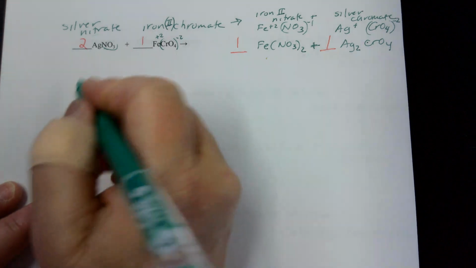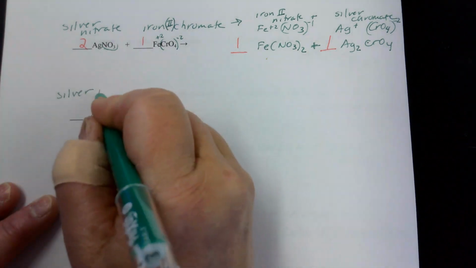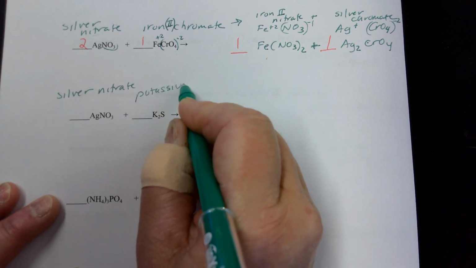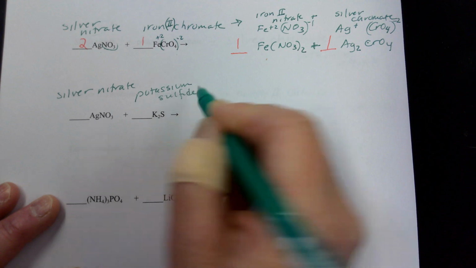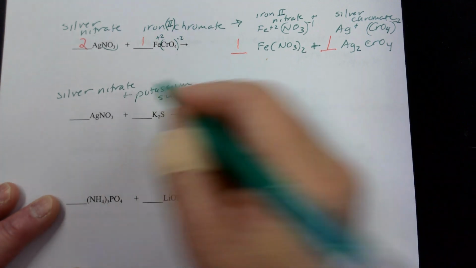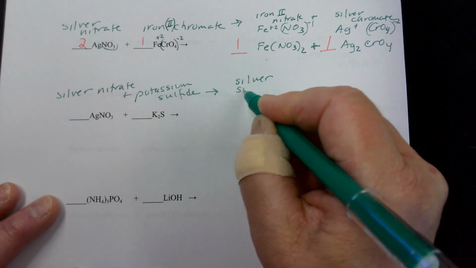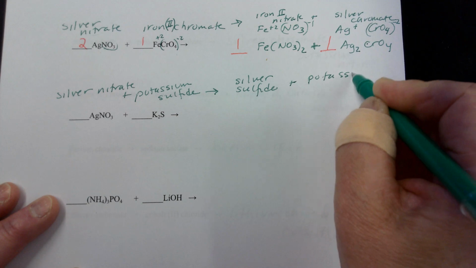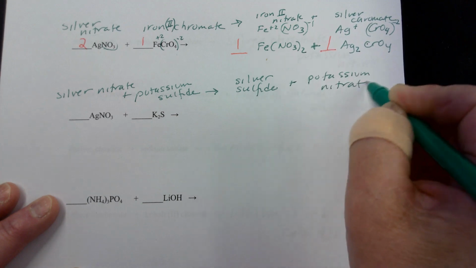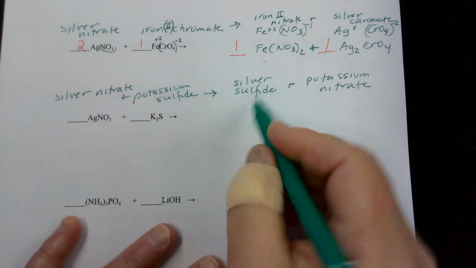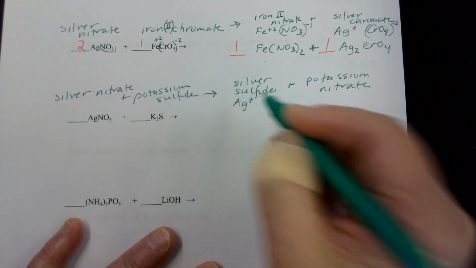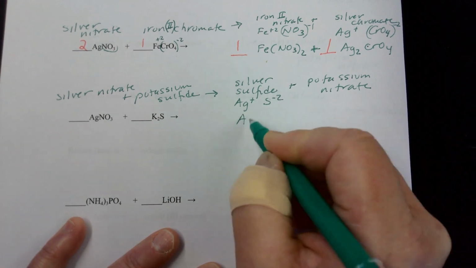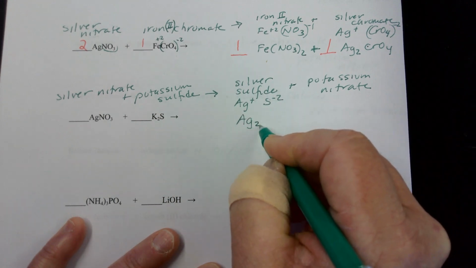Example number 3, we have silver nitrate again, reacting with potassium sulfide. That's going to give us silver sulfide and potassium nitrate. Right? So once I know I have silver sulfide, I need to find my ions. Silver is Ag plus 1. Sulfide is S minus 2. The formula for silver sulfide is Ag2S.